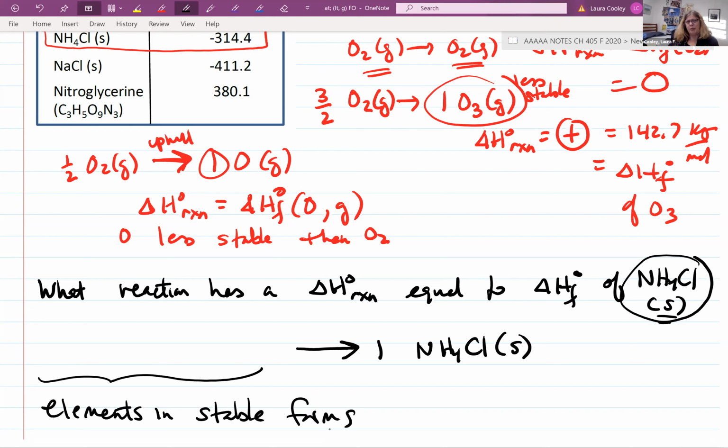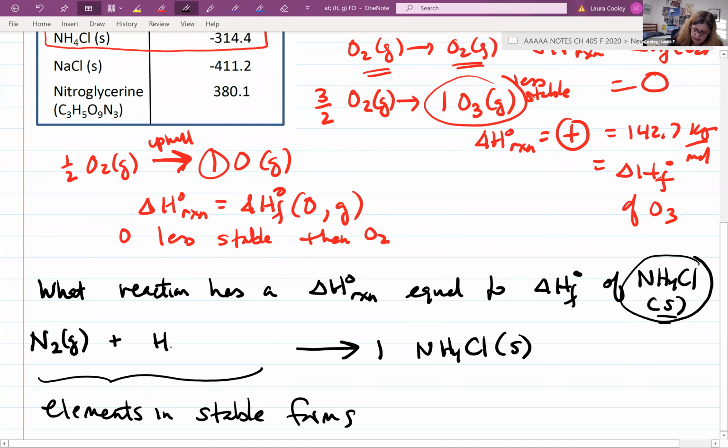What's the stable form of nitrogen? It's N2. What's the stable form of hydrogen? It's H2. What's the stable form of chlorine? It's Cl2. Okay, so some students in freshman class will write NH4 plus Cl minus. They'll do all kinds of crazy things, but that's wrong.